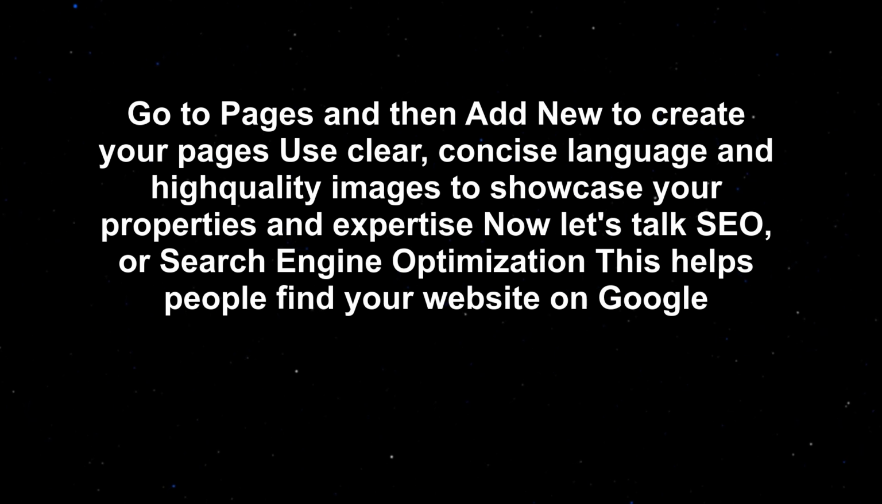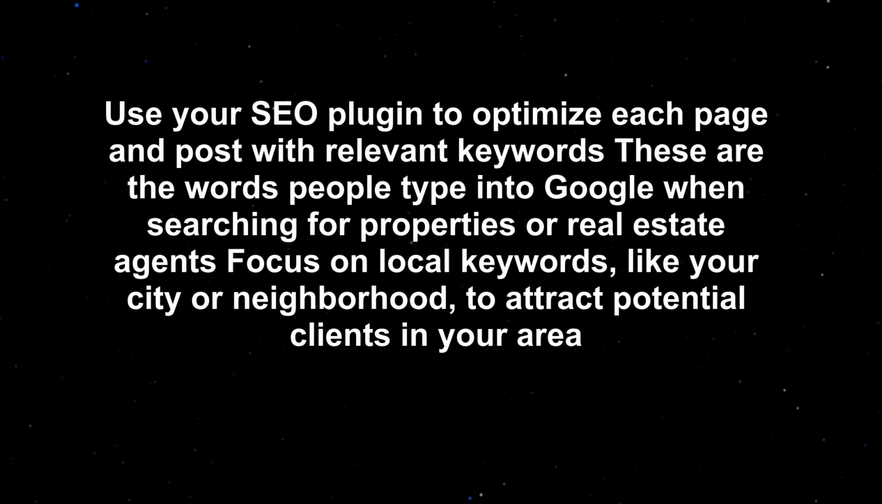Now let's talk SEO, or search engine optimization. This helps people find your website on Google. Use your SEO plugin to optimize each page and post with relevant keywords. These are the words people type into Google when searching for properties or real estate. Agents focus on local keywords like your city or neighborhood to attract potential clients in your area.